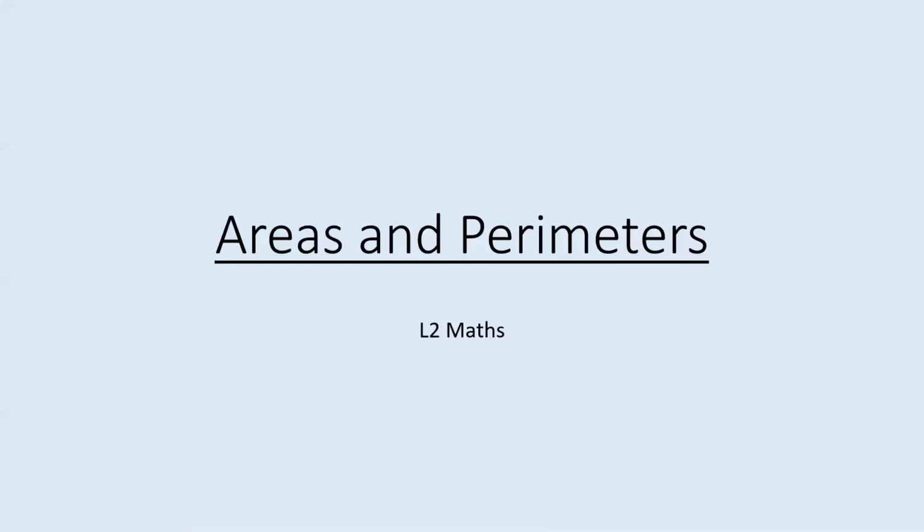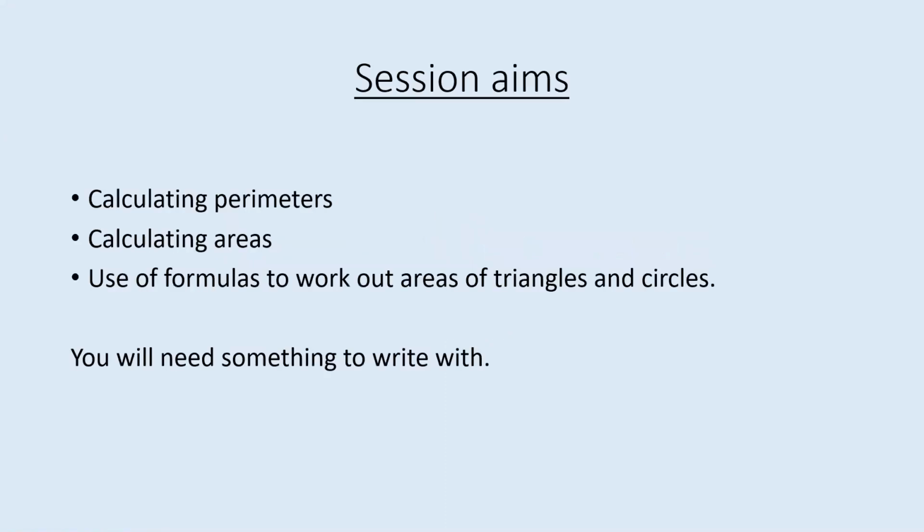This is a level 2 maths presentation on areas and perimeters. The aim of the session is to show you how to calculate perimeters and areas, and also how you can use formulas to work out the areas of triangles and circles. You'll need something to write with, and you can also use a calculator.